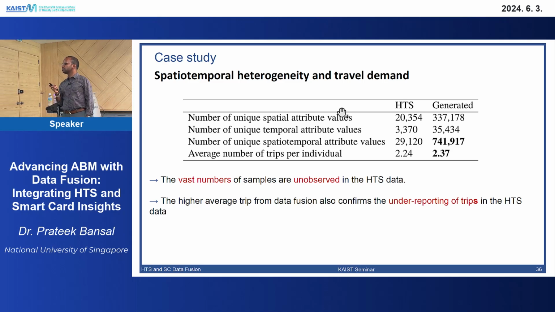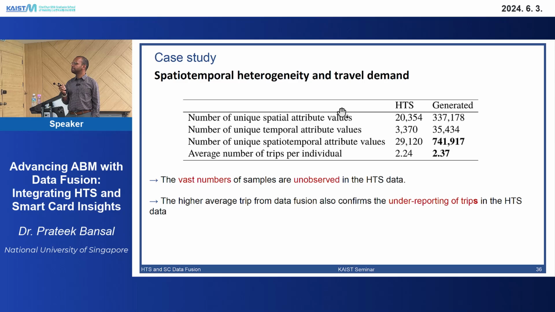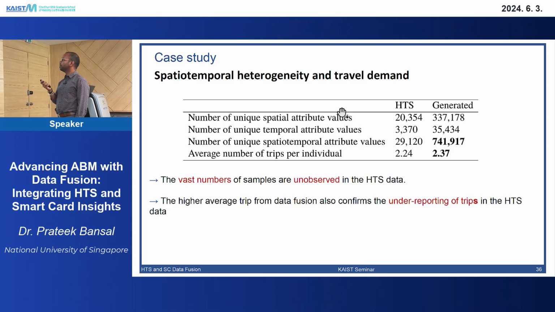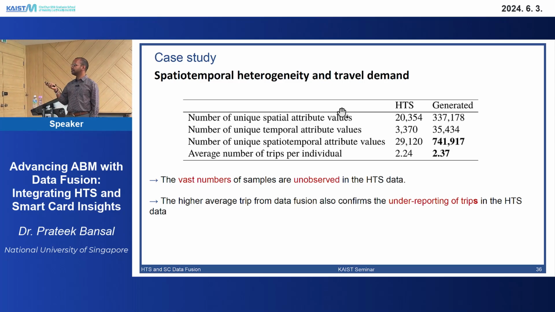I think I'll just quickly go through the actual study. In the actual study, we use the Seoul data, and we have only 20,000 attribute combinations in the HTS data. But what we generate is actually 337,000 new attribute combinations.